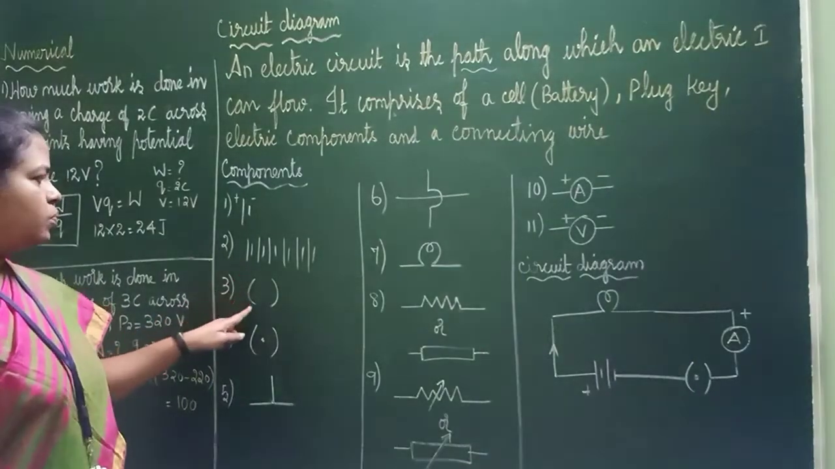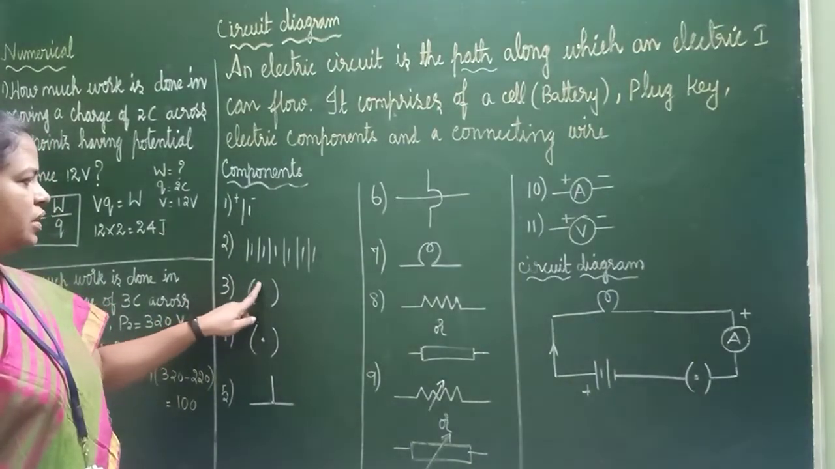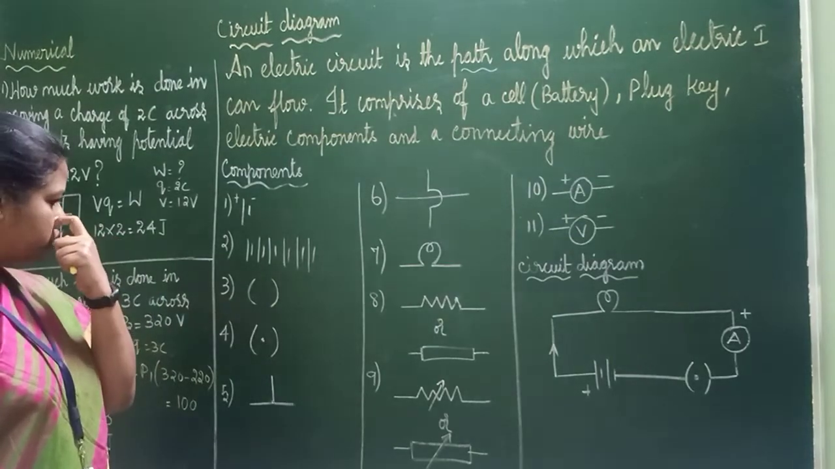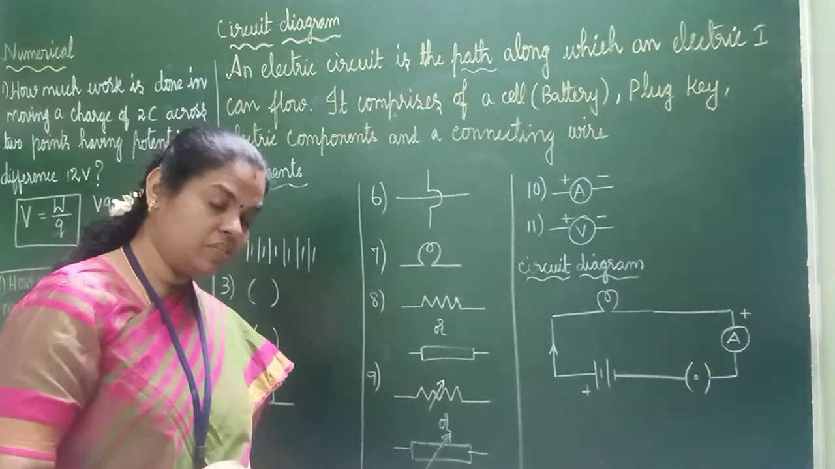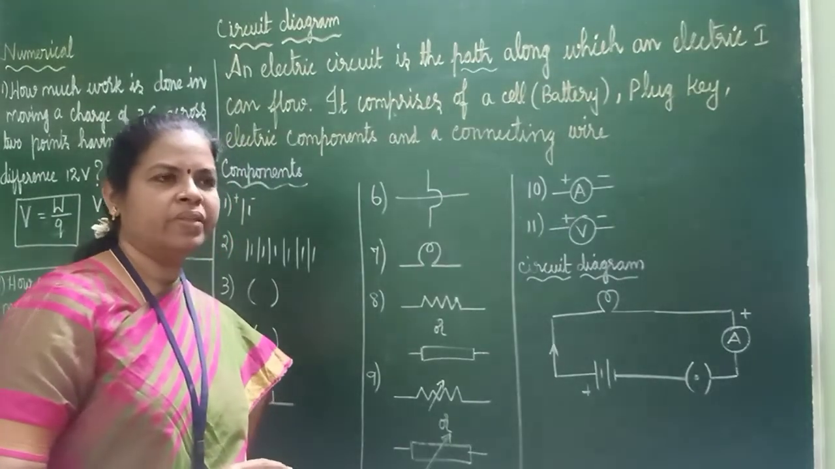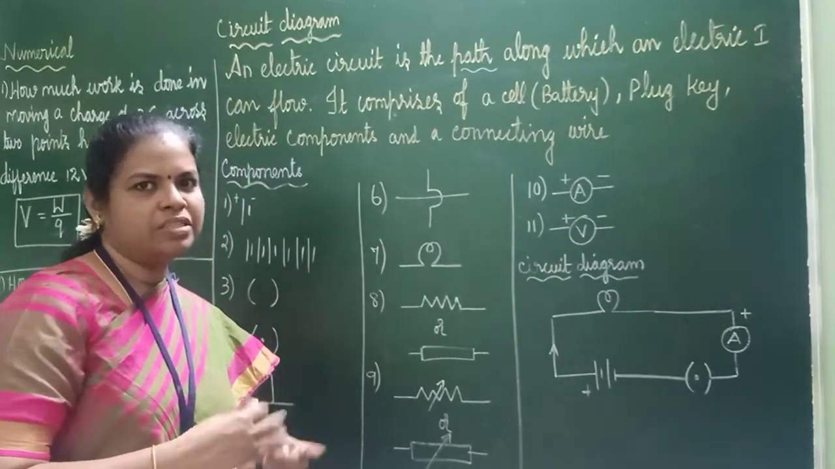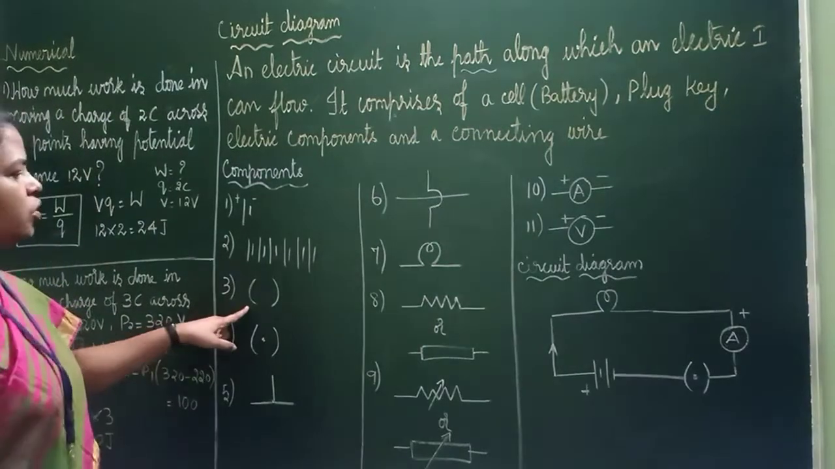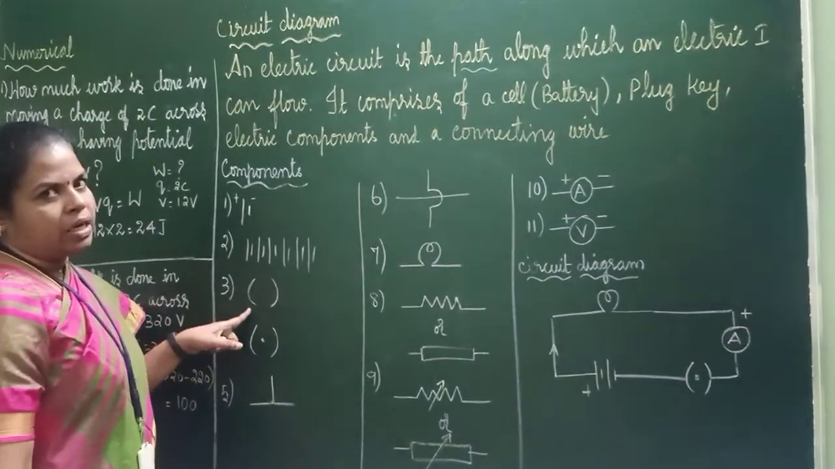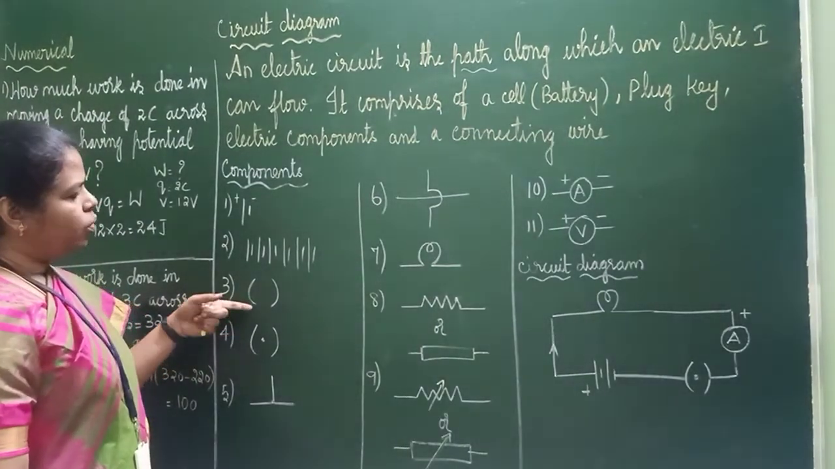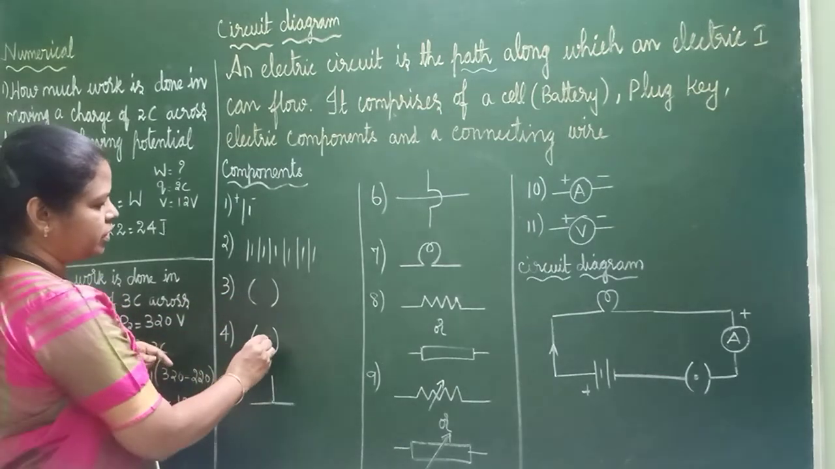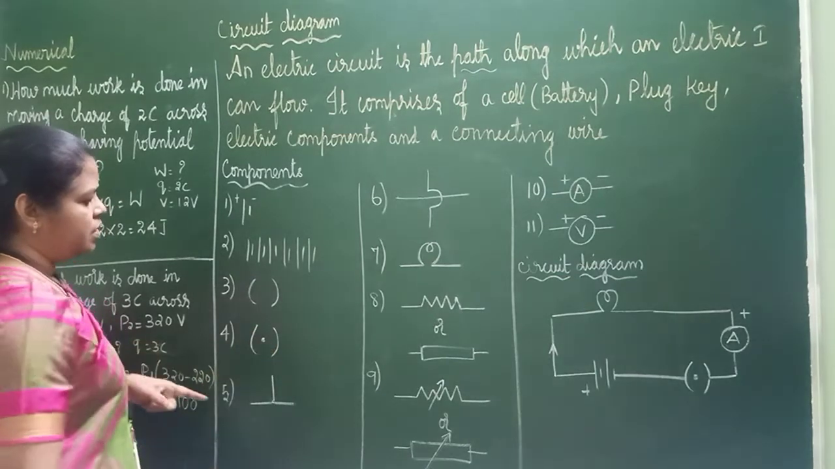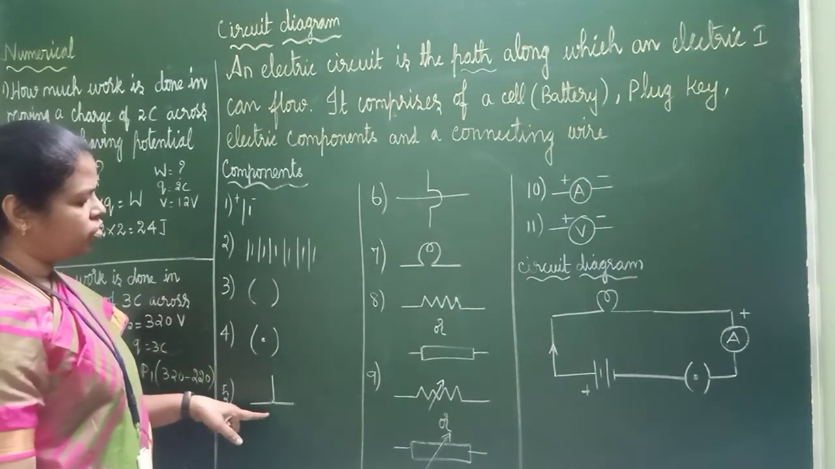And if nothing is there in between, then is it open or closed? That day I was telling that if current flows through it, then it is closed. If it is not moving, then it is open. So this is what? Open. This is an open key, and this one is a closed key. I have kept something, see. Then this one is a joint.